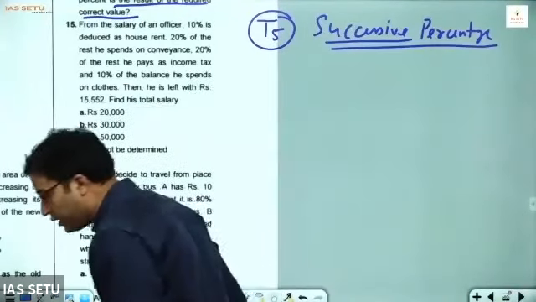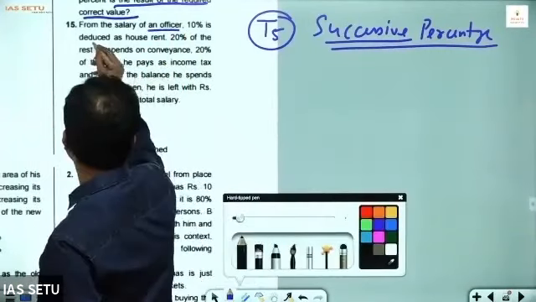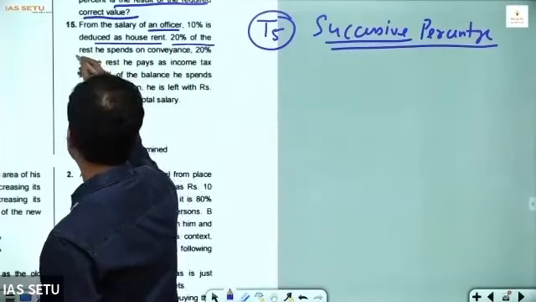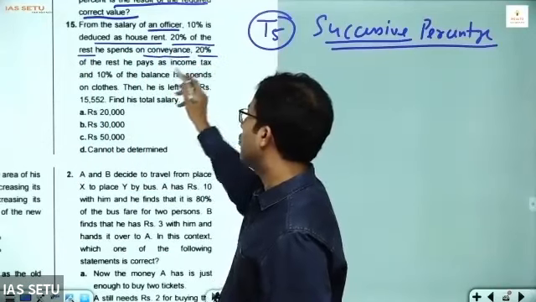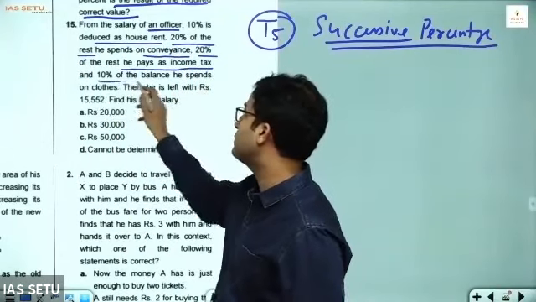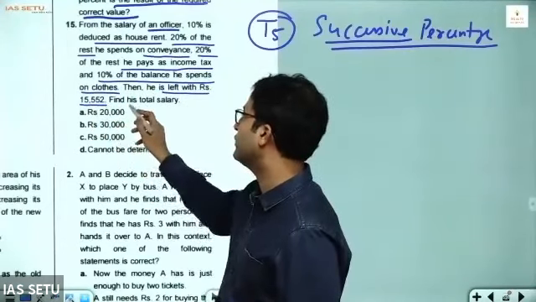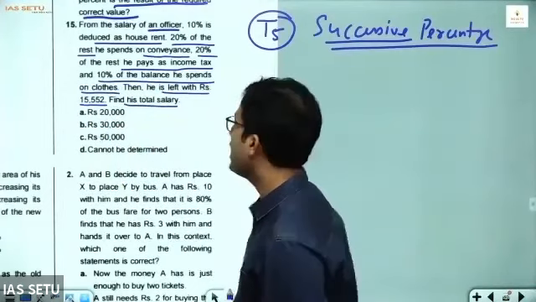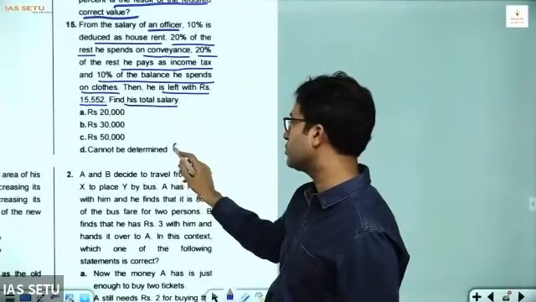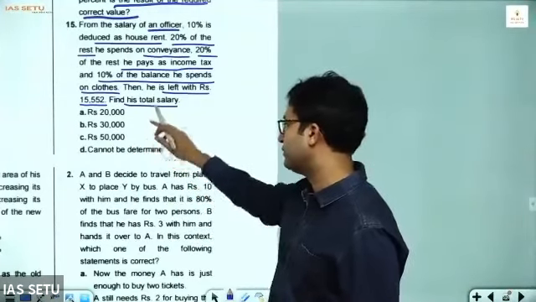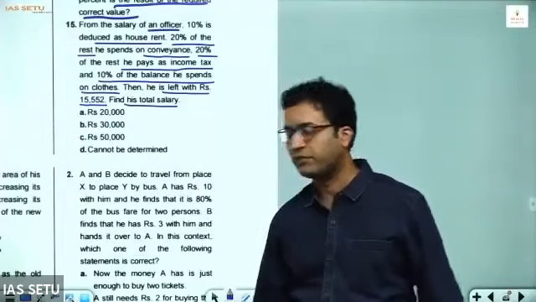I give you 1.5 minutes. From the salary of an officer, 10% is deducted as house rent, 20% of the rest, underline the word rest, he spends on conveyance, 20% of the rest he pays as income tax, 10% of the balance he spends on clothes, then he is left with rupees 15,552. Find his total salary. Answer options given: 20,000, 30,000, 50,000, or cannot be determined because of data insufficient.